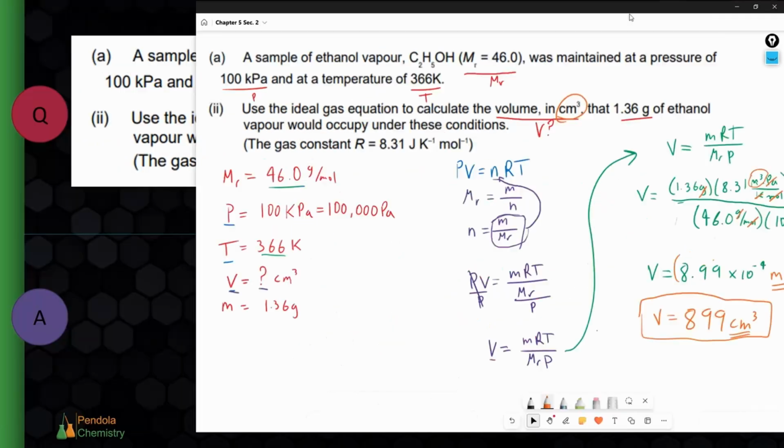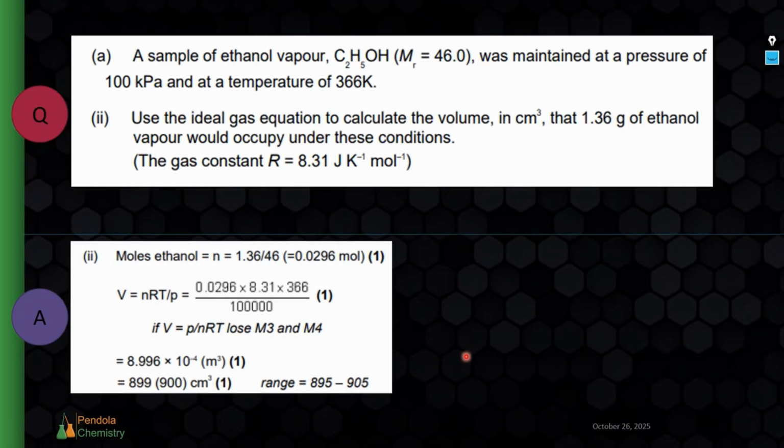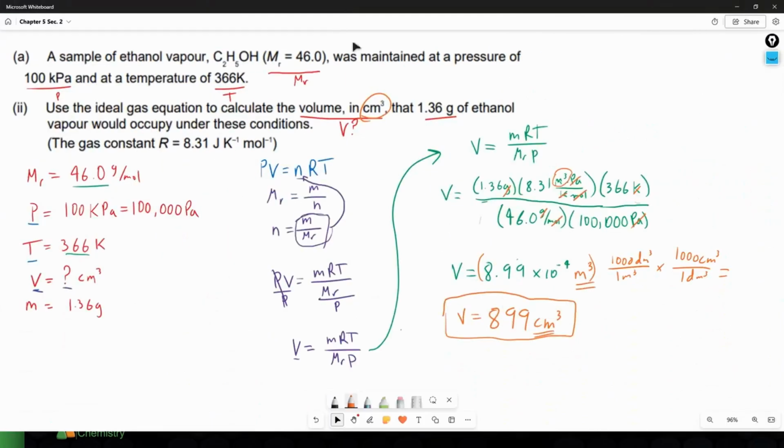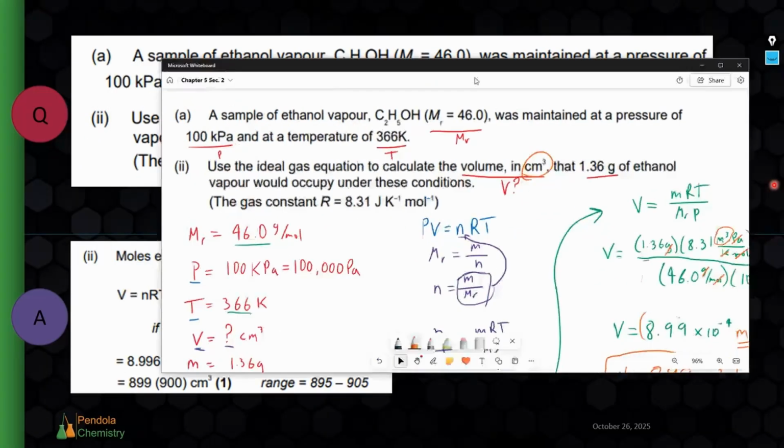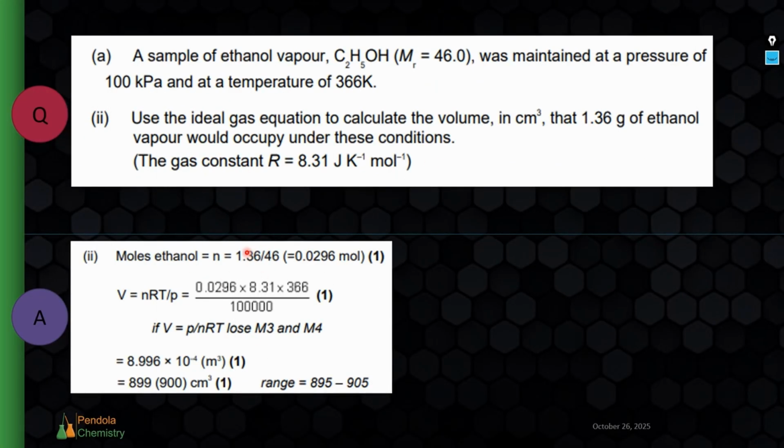So we can look now at the mark scheme, see that 899 cubic centimeters is the correct answer, and this is a 4-point question. You get 1 point for figuring out the number of moles of ethanol that you had. And again, we did that by incorporating our equation for molar mass into the equation for the ideal gas law. You could have done it separately like they do here in the mark scheme, where they just divide the mass by the molar mass to get the number of moles.